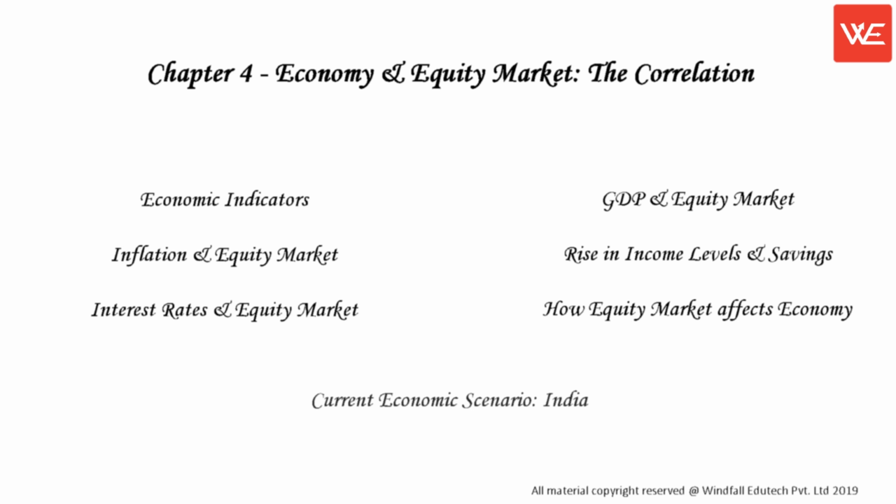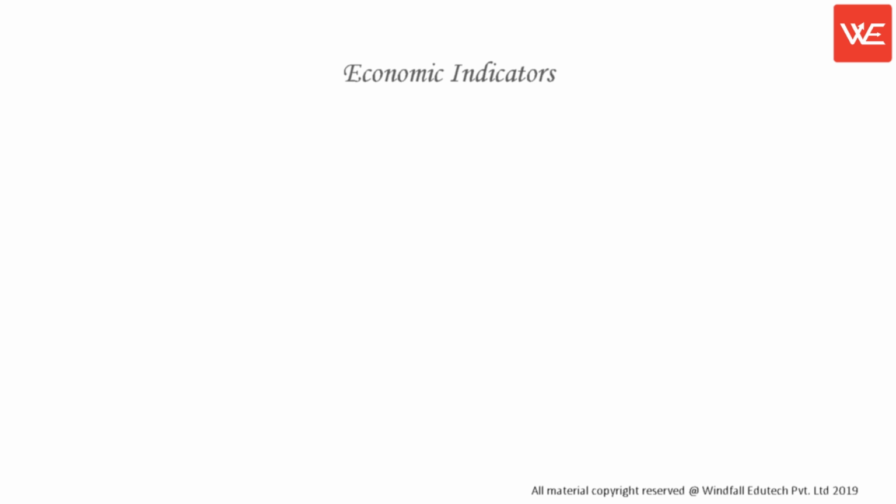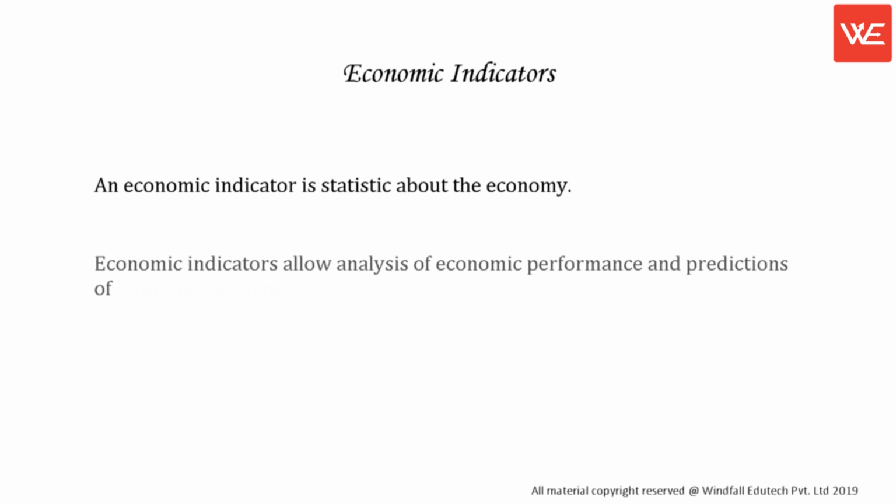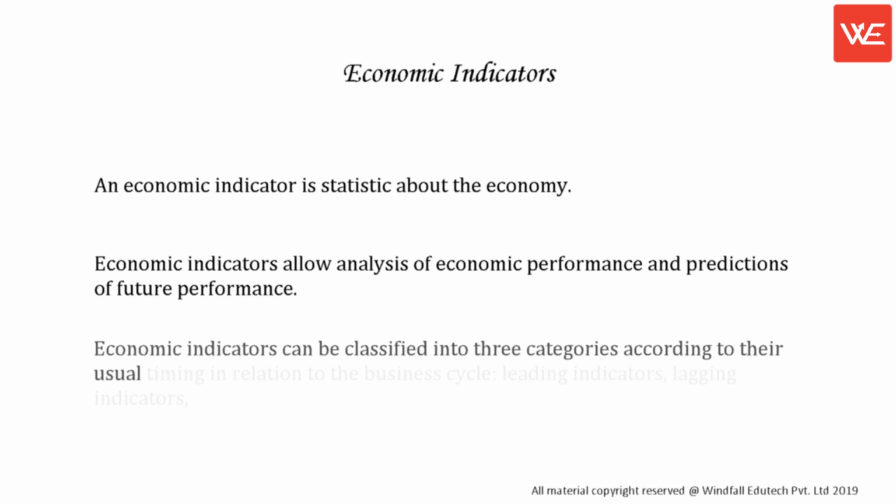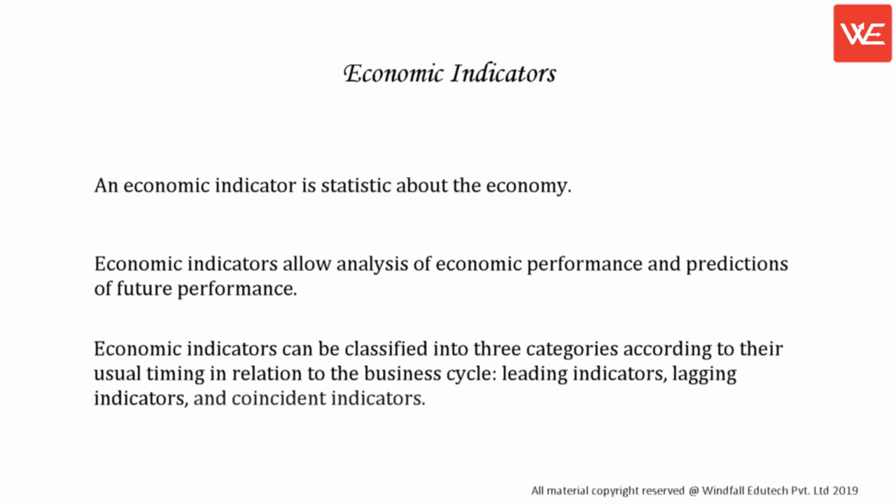Current economic scenario, India. Economic indicators. An economic indicator is a statistic about the economy. Economic indicators allow analysis of economic performance and predictions of future performance. Economic indicators can be classified into three categories according to their usual timing in relation to the business cycle: leading indicators, lagging indicators, and coincident indicators.